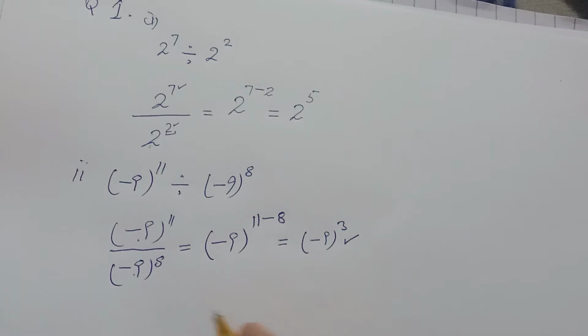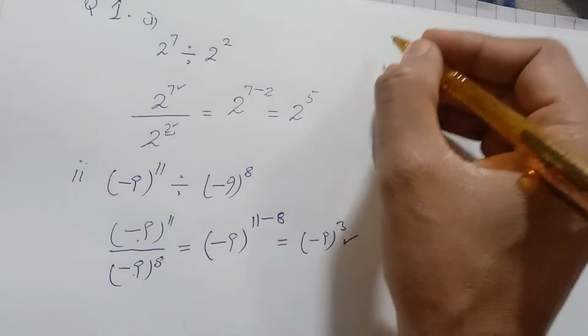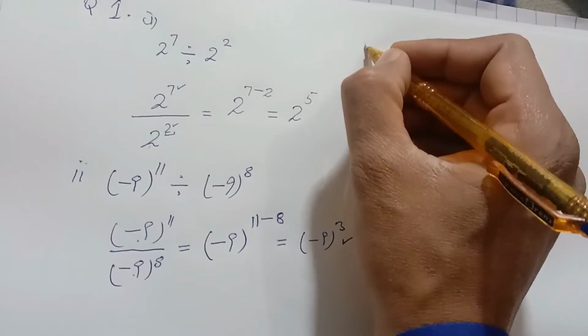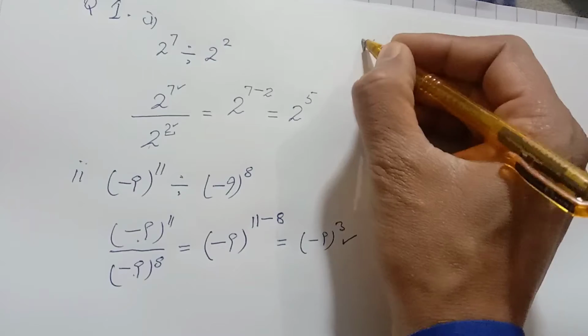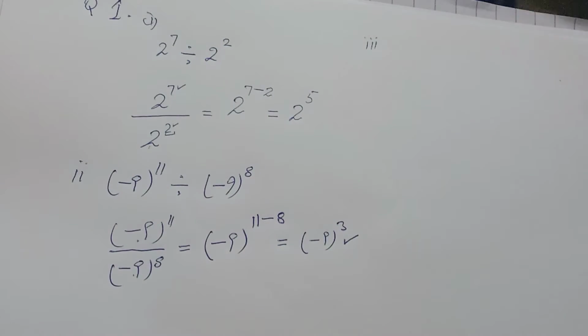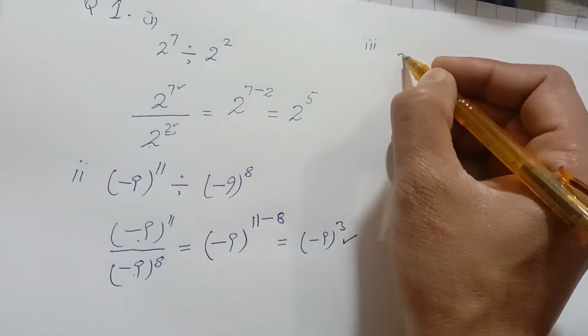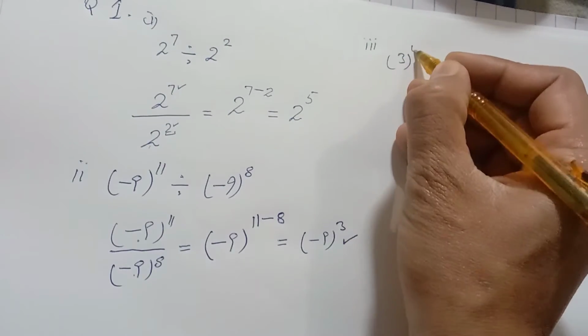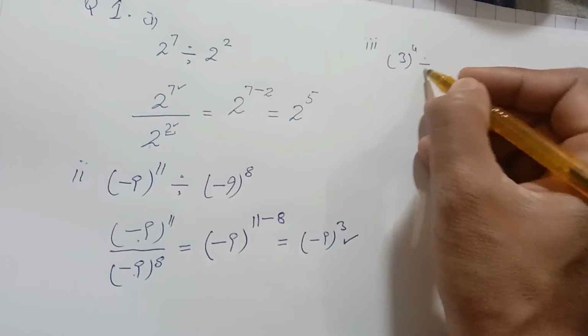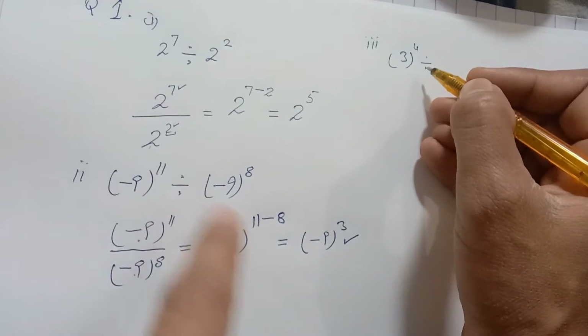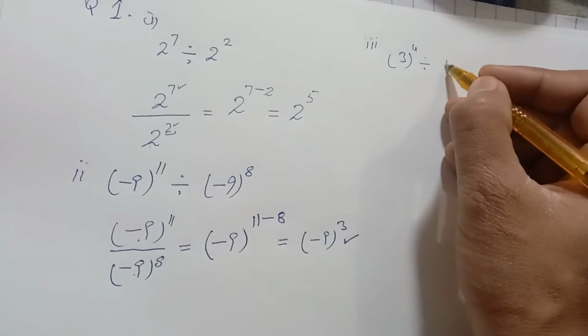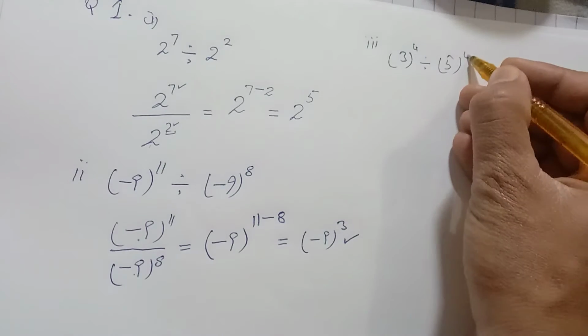Now question number three. Question number one, part number three. Part number three is a different question from these two questions. It is different, and it is 3 whole power 4 divided by 5 whole power 4.